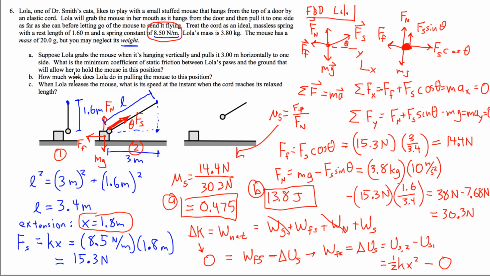And then part C: when Lola releases the mouse, what is its speed at the instant when the cord reaches its relaxed length? What happens is the mouse goes from here to here. Here it has an initial velocity of 0, so v equals 0 here. You can call that state 2, and then at state 3, when the spring reaches its relaxed length, it's got some speed as the mouse is going there.